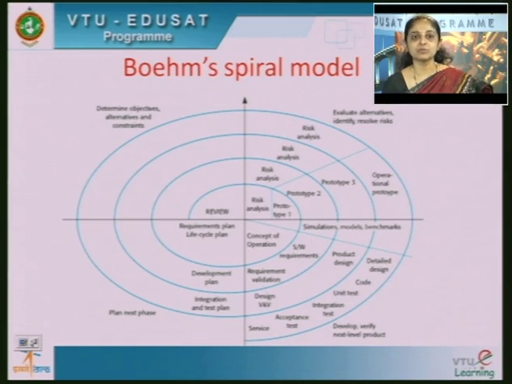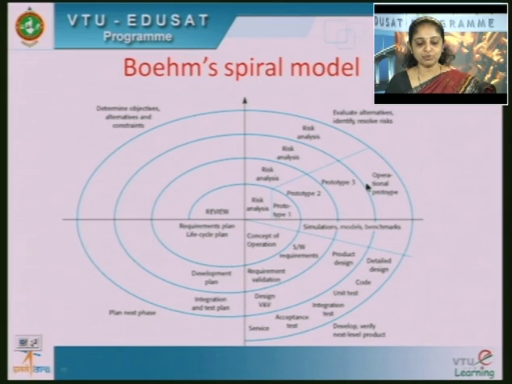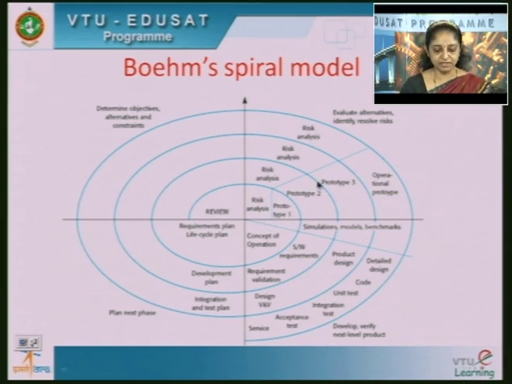Then the next and the most famous kind of model is Boehm's spiral model. In Boehm's spiral model, you see here that the software process activities are divided into phases. Each of these spirals represents a phase of the software development model. As soon as you look at this picture, you must be wondering how to remember it, but it is actually simple. I will just tell you how to remember this. See this picture here, this is a spiral and each of these spirals represents a phase.